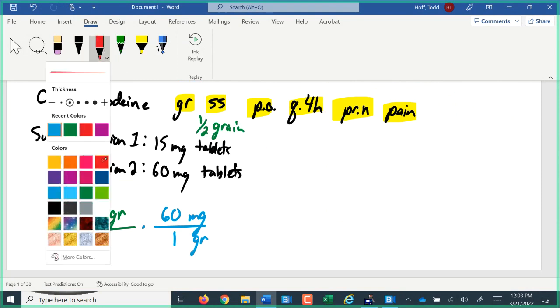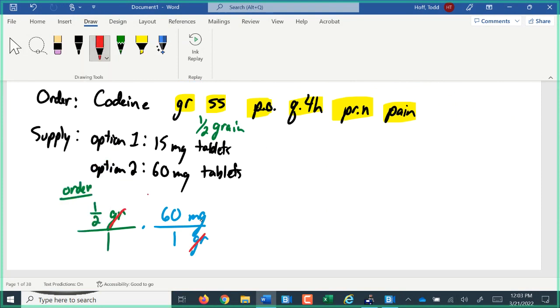So anyway, the grains will cancel out here. We would now be in milligrams, so we can convert into our tablets. Now what I'm going to do here is I'm actually going to complete this part of the calculation first. 1/2 times 60 milligrams is 30 milligrams. 1 times 1 is 1. What the doctor's order is really asking for is just 30 milligrams of codeine.